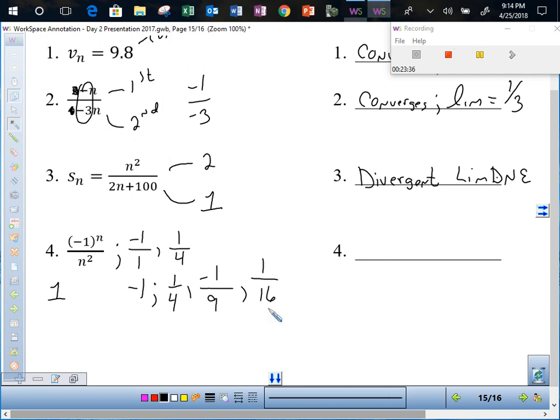Number 1, they are alternating. Positive, negative, positive, negative. But look at what they're doing. I'm going from -1 to -1/9. I'm going to 1/4 to 1/16. So I'm getting smaller and smaller and smaller. So this sequence is convergent, and my limit is approaching 0.